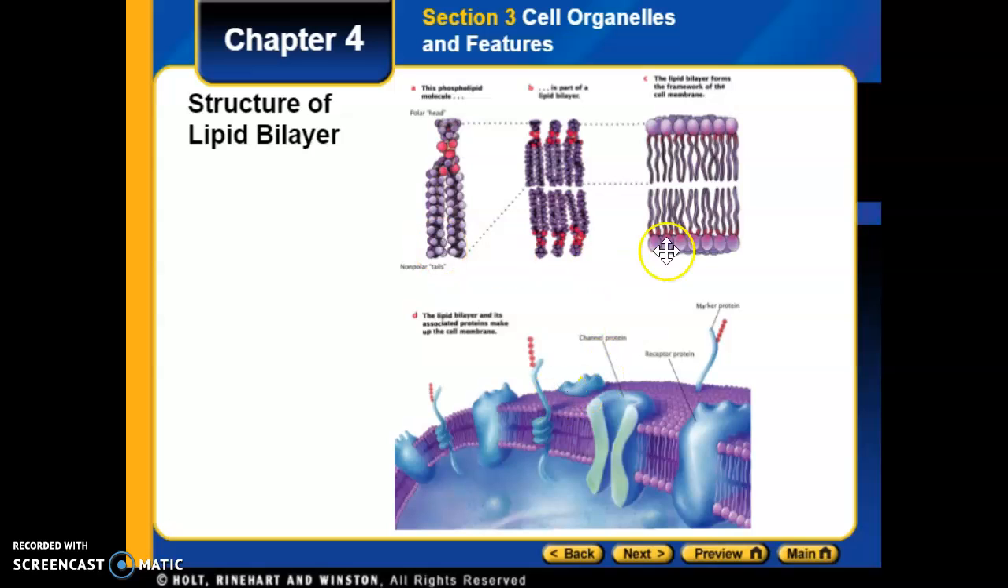You can see the structure of this phospholipid bilayer. You'll notice the tails point inward and the heads of the bilayer point outward. That's because the heads are hydrophilic, or water loving, and the tails are hydrophobic, or they don't like water. So that's why the shape of the layer is like this, because if the tails were pointing outwards, then they could dissolve.